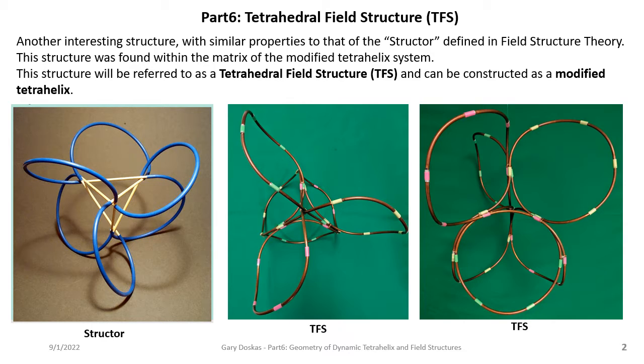Another interesting structure, with similar properties to that of the structure defined in field structure theory. This structure was found within the matrix of the modified tetrahelix system. This structure will be referred to as a tetrahedral field structure, TFS, and can be constructed as a modified tetrahelix.